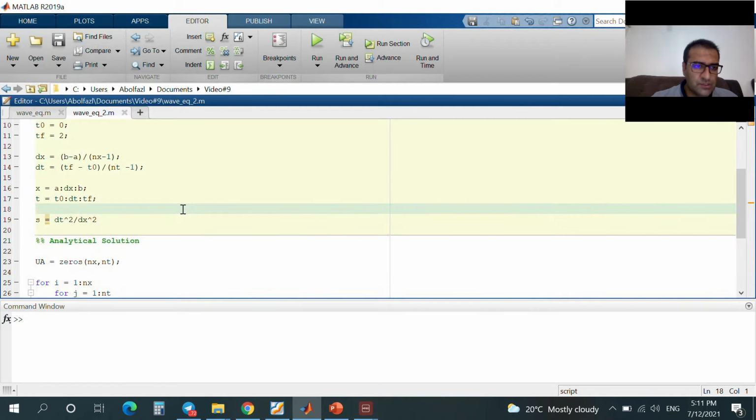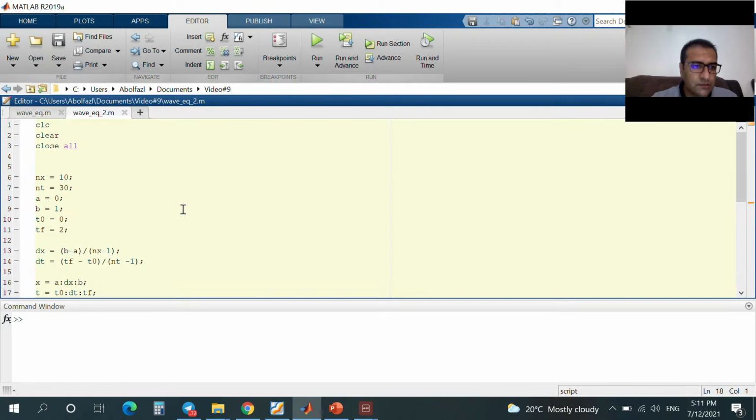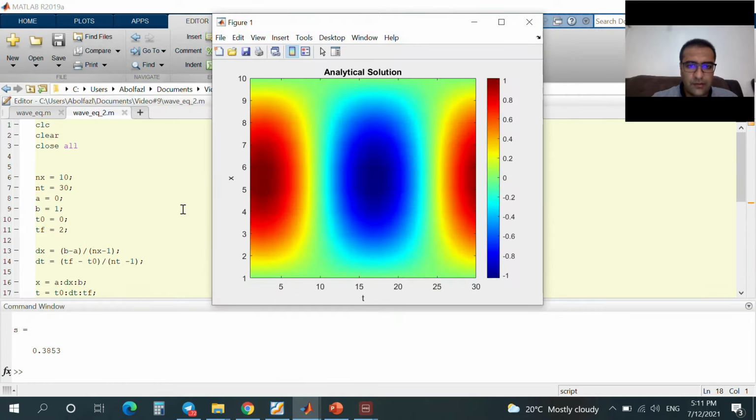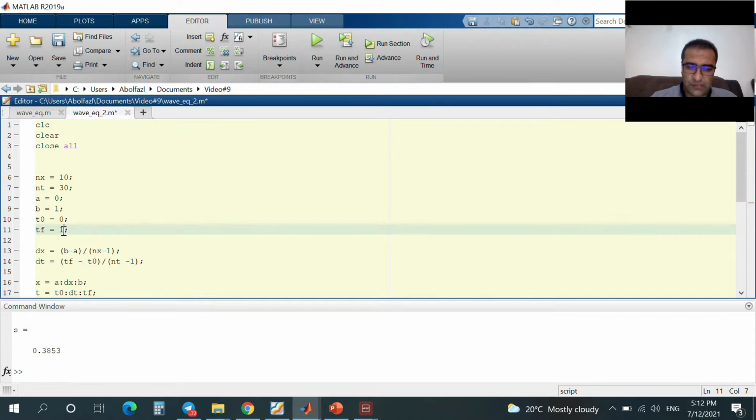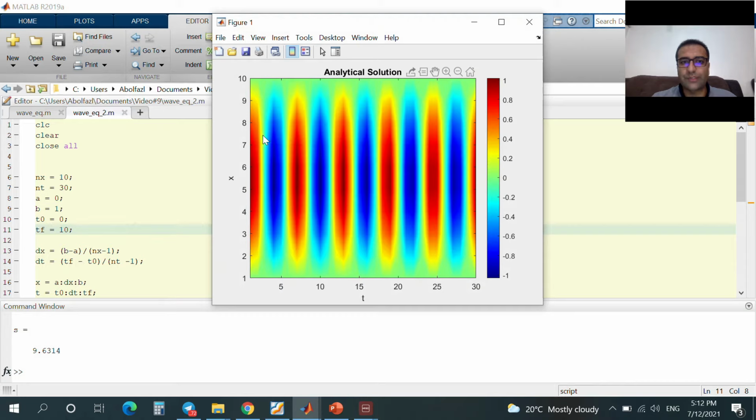Save, and let's check, is it fine or not? I press F5. Okay, and here you'll see the analytical solution of the wave equation. And you see that indeed here is x, and here is time. If we increased, for example, the maximum time to 10, let's see, you can see more wavelengths inside this time interval, right?